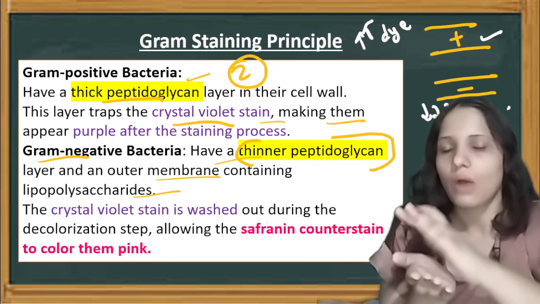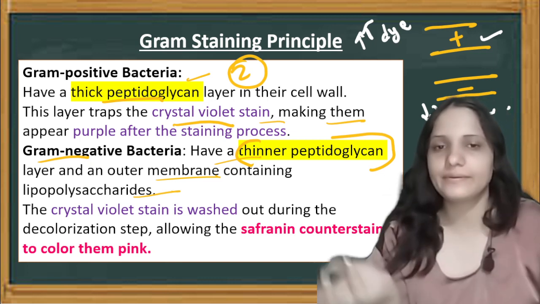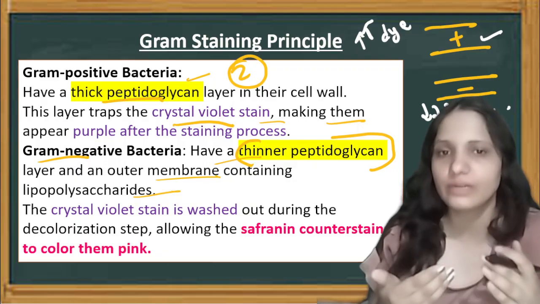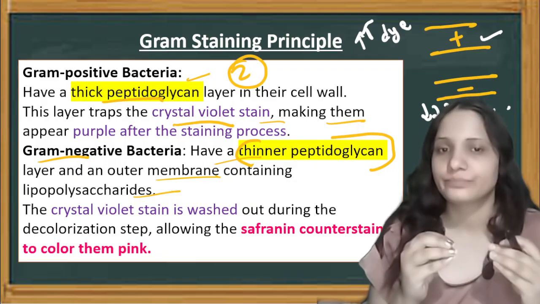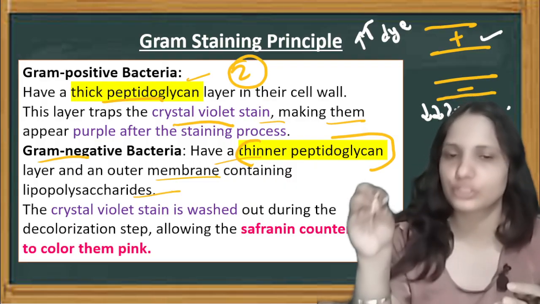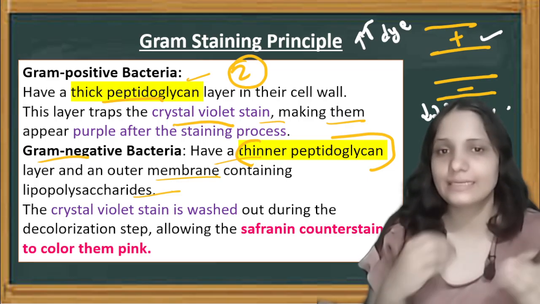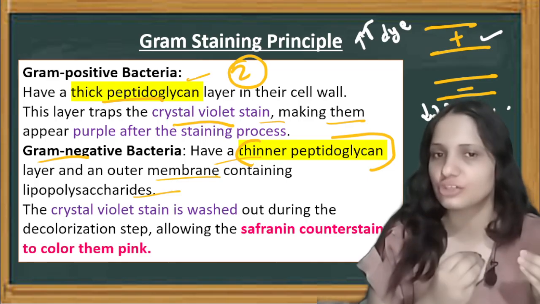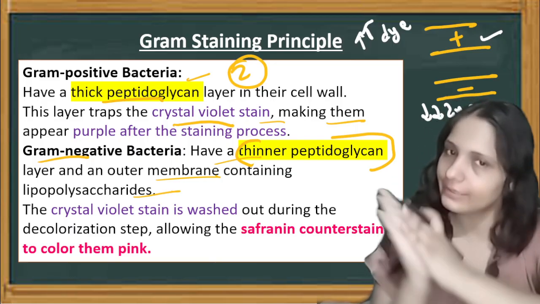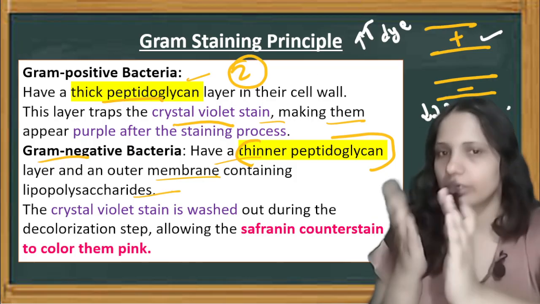color, right? Now after a while, at step number 3, we will add a decolorizing agent, right? Decolorizing agent will decolorize this bacteria. It will try to wash the primary stain, and the primary stain here we have is crystal violet, right? So this decolorizing agent is mainly acetone or alcohol. So when we wash the slide with alcohol or acetone, we'll see a change in color, right?